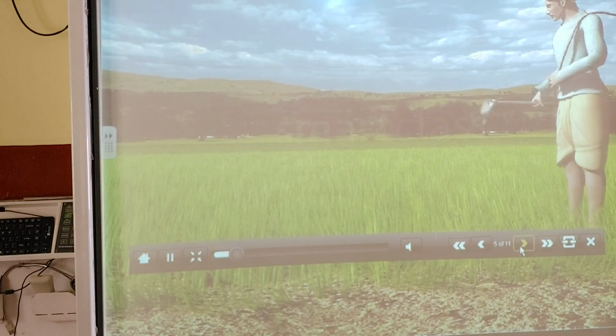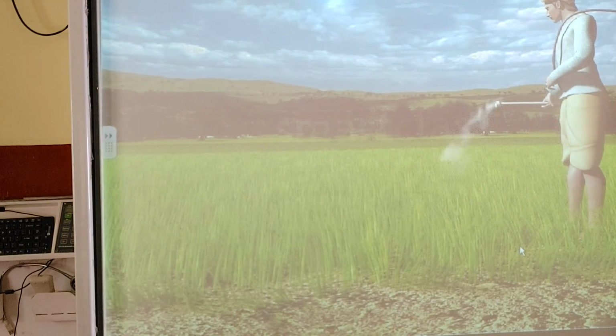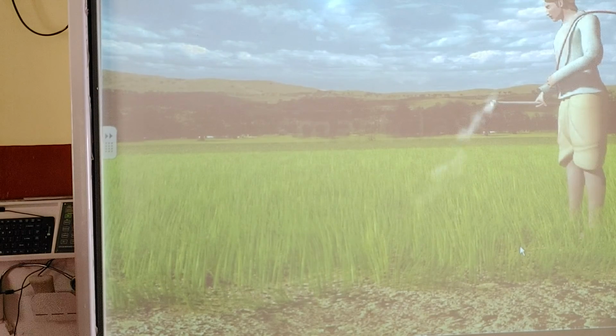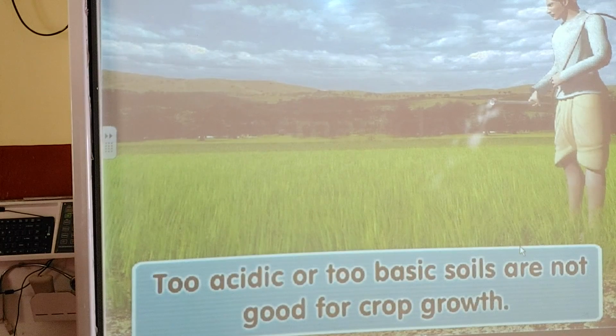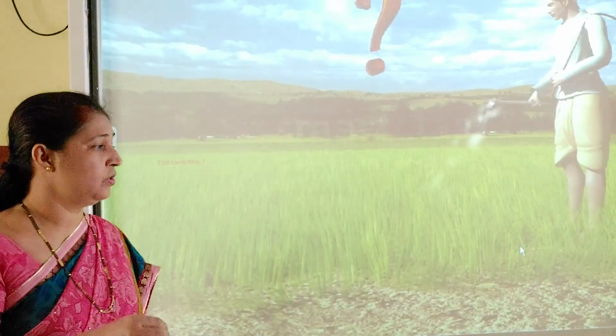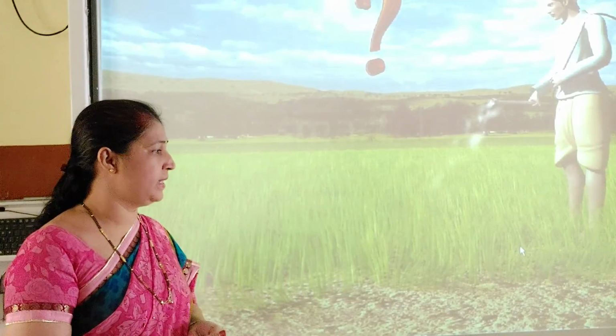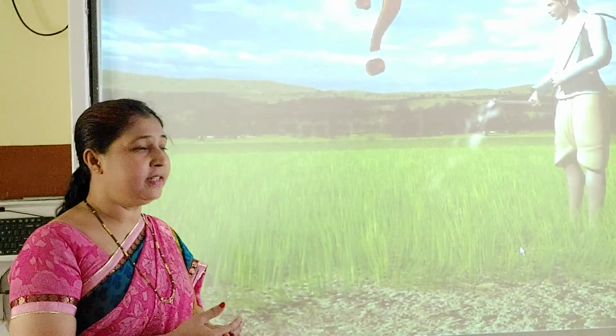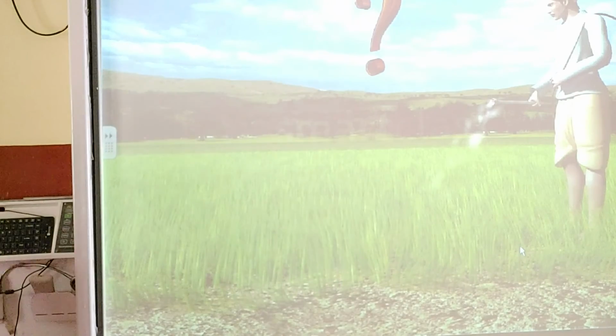Excessive use of chemical fertilizers can cause the soil to become acidic or basic. Too acidic or too basic soils are not good for crop growth. Now, how is soil acidity or basicity reduced? Whenever the farmer has to grow crops, they first check the soil, whether it is acidic or basic. If it is too acidic or too basic, they cannot grow the crops. So if it is more acidic or more basic, what precautions are taken? Let us see how they neutralize it.